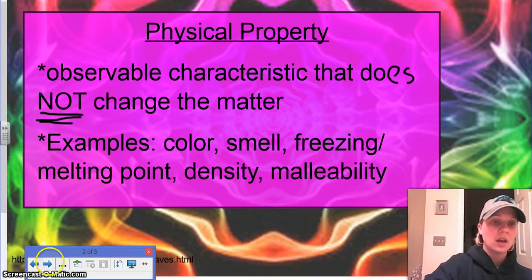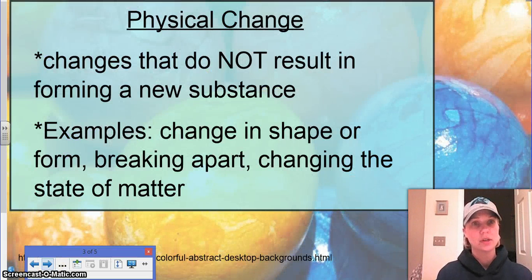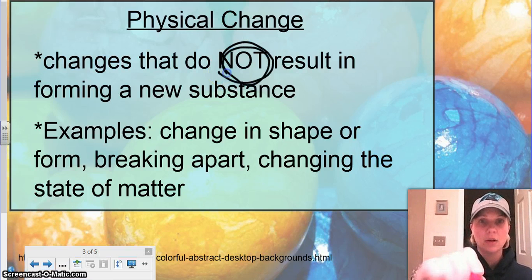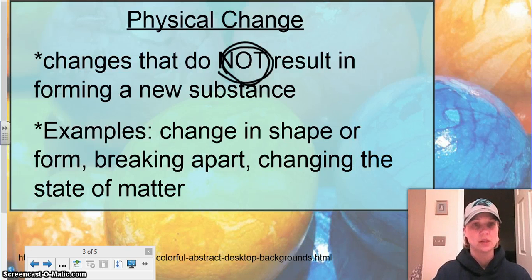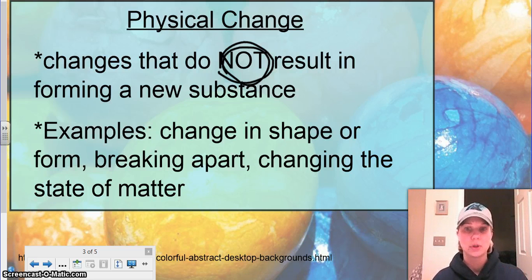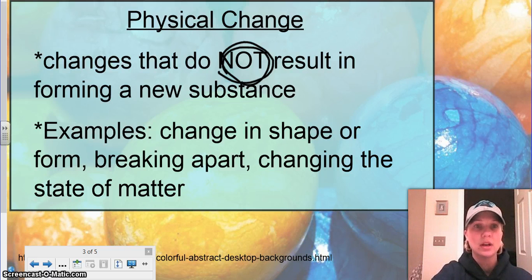The second thing is a physical change. Physical changes are changes that do not result in forming a new substance. So when I have a physical change, all I'm doing is possibly changing the state it's in. Let's say I had a cube of ice here, and I put it down and let it melt. It's still water. It's water in its solid form, and then when it melts, it's water in its liquid form, but it's still water. So I haven't permanently changed anything. I've just changed it from one state to another, making it physical.